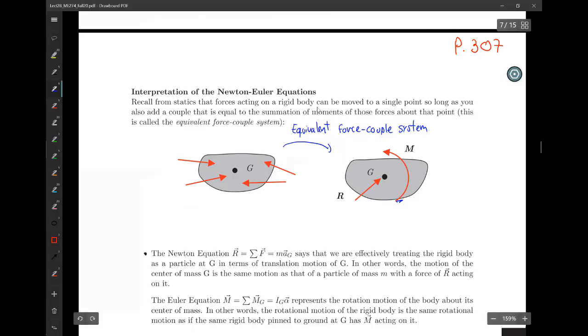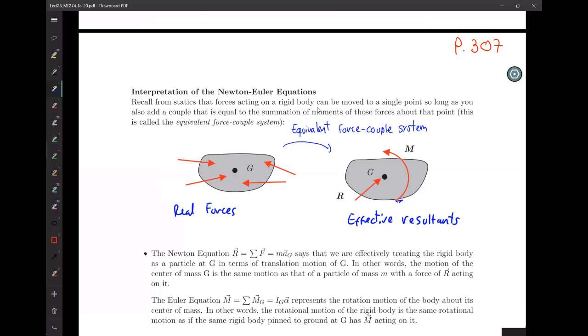So you can see the left-hand side is, let's say, the real forces, and the right-hand side is the effective resultants. So this is something that you must have done in statics, right? Quite a lot. Yes? Okay.